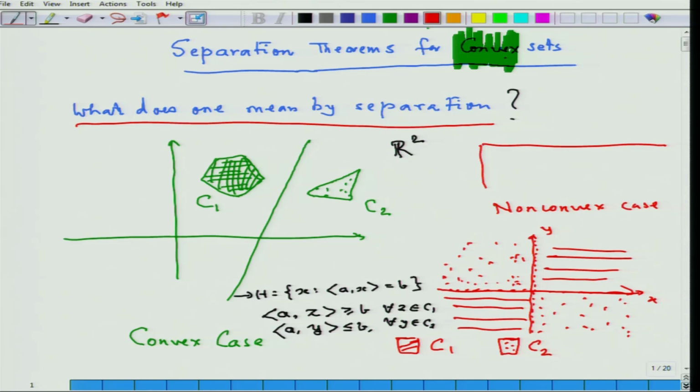What I have done is I have taken the interior of the first quadrant and the interior of the third quadrant, that is, writing more technically, the interior of R2 plus union interior of minus R2 plus, right. Now, look at the union of the second quadrant with the fourth quadrant.